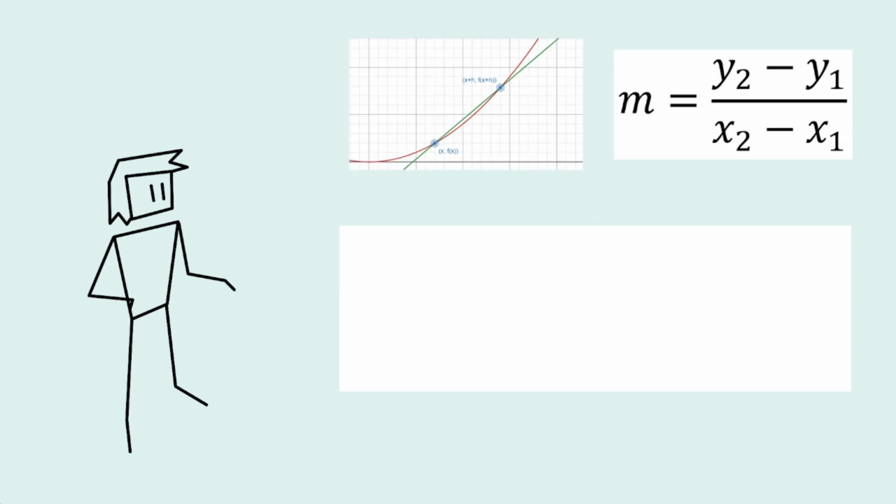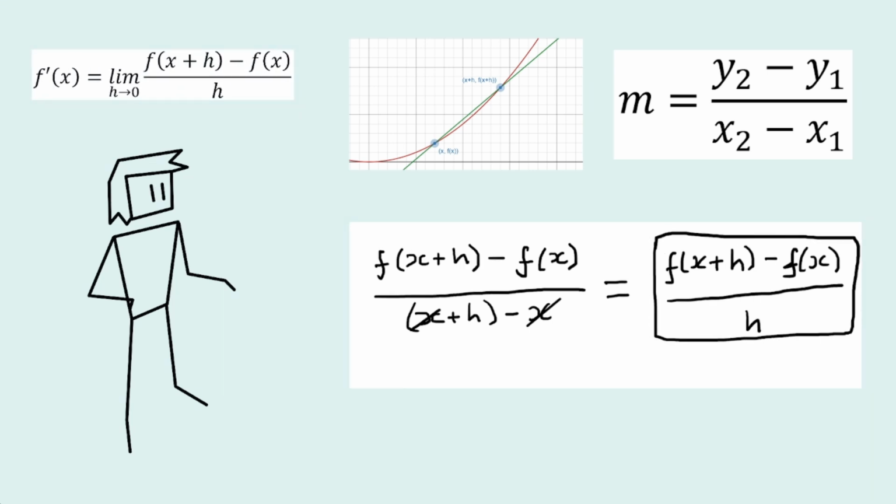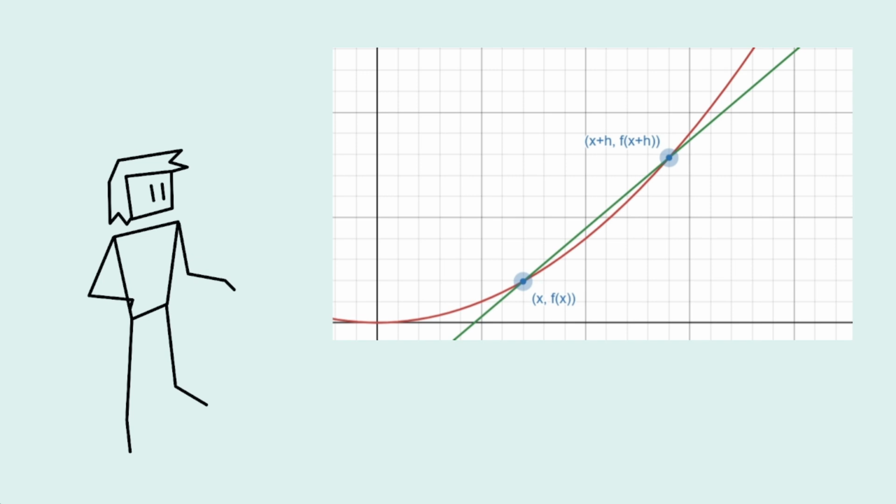Doing this, we get f of x plus h minus f of x all over x plus h minus x. Well, since x minus x cancels, we get f of x plus h minus f of x all over h. Looks familiar, right? However, you'll notice that this doesn't really give us a very accurate answer. In fact, the further away these 2 points are, the worse the approximation to the true gradient in black actually is. So instead, let's bring these 2 points closer to get a more accurate approximation.